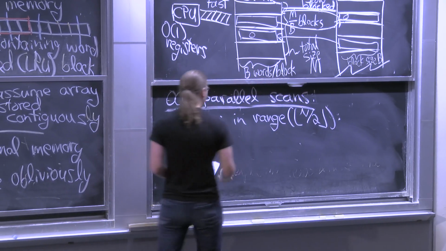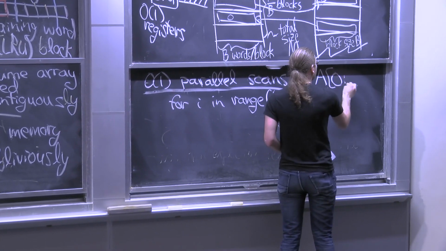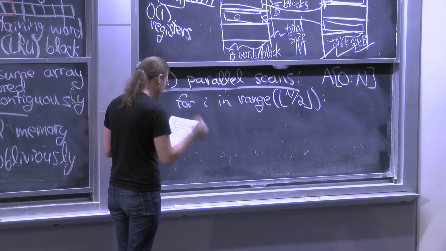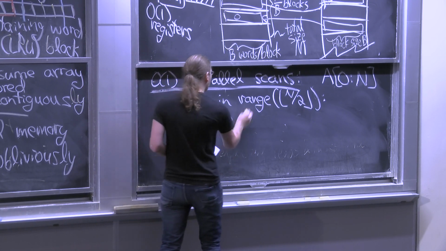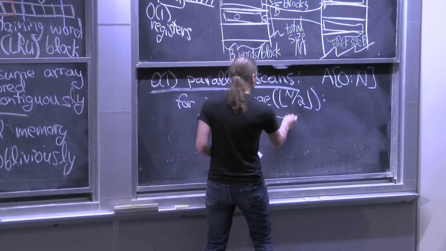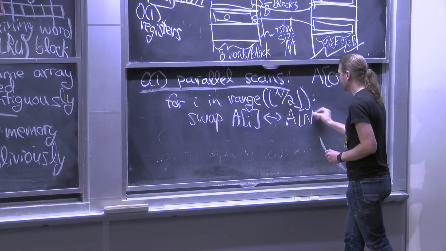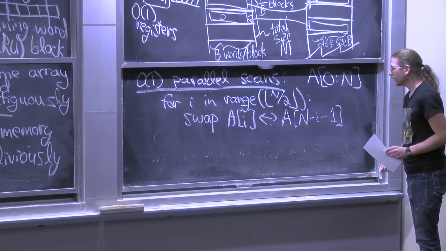Again, we have one array of size n. In Python notation, that would be the whole thing. And what I want to do is swap A[i] with A[n-1-i]. This is not Python, but I think textbook notation. But you know what swap means.